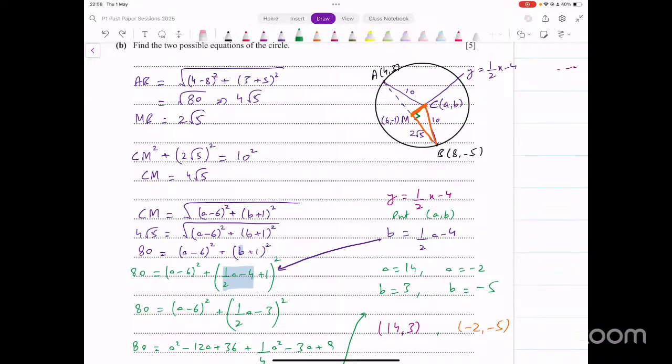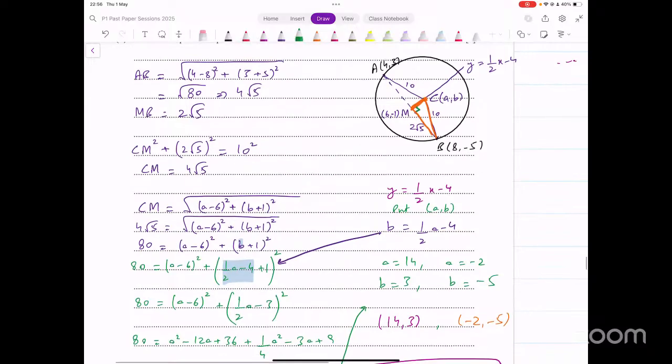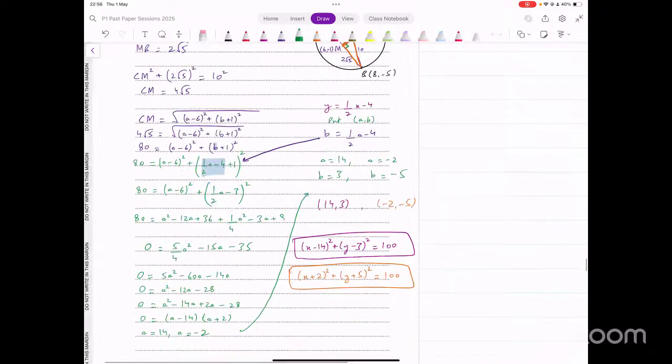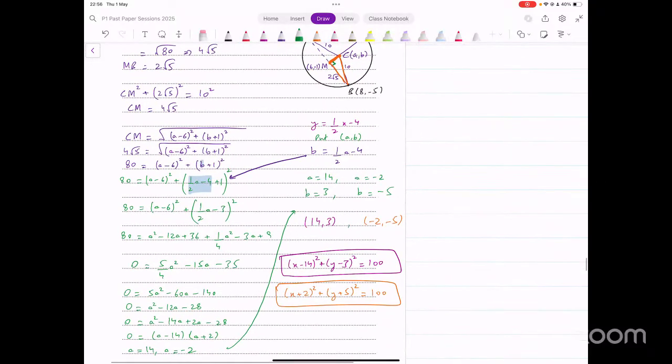You've got one equation already. And that equation is this. You need another equation in terms of A and B. This is one way to find out another equation in terms of A and B. And then you just solve them simultaneously to get that. I can't think of a more efficient way of doing this.